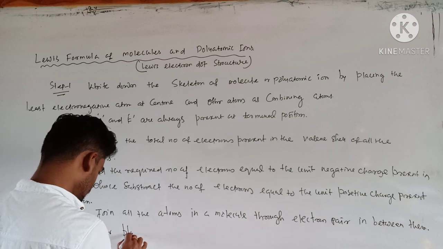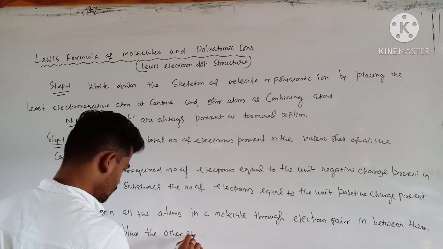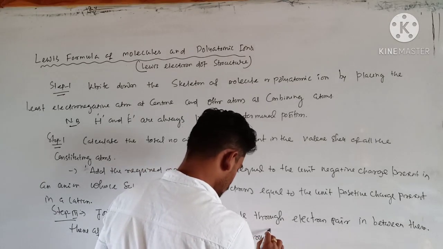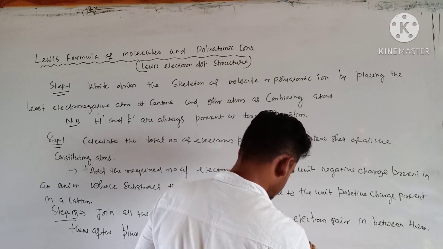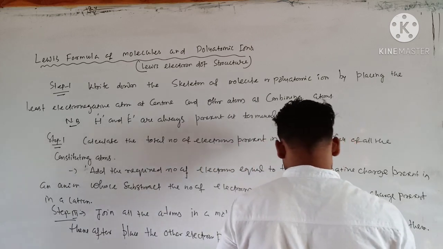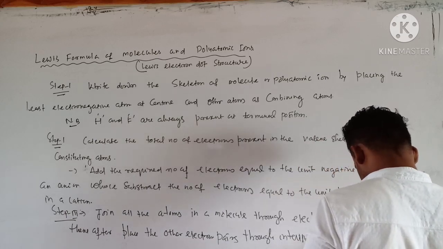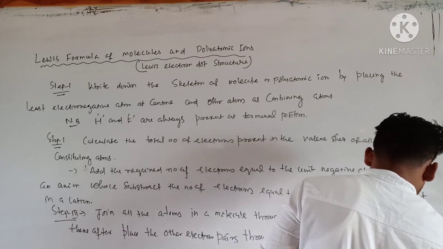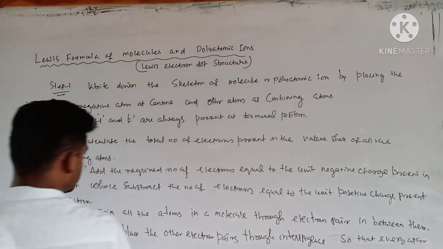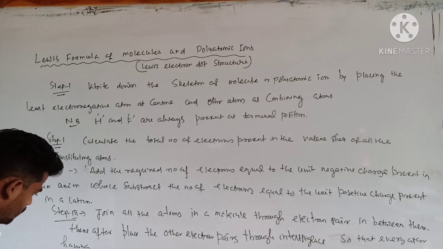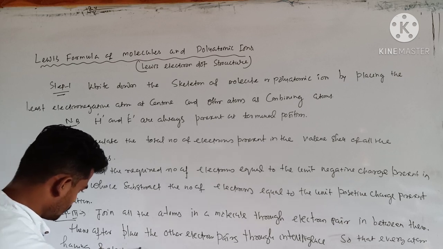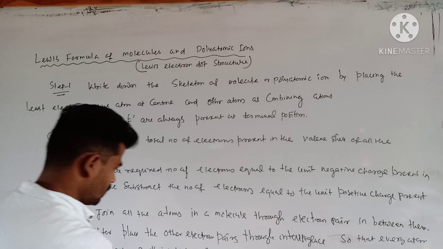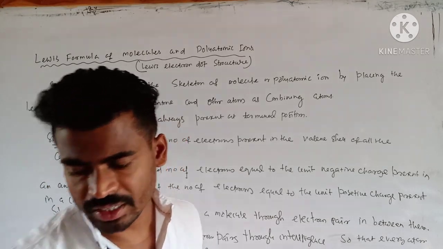Thereafter place the other electron pairs, you can write other electron pairs, such that every atom has 8 electrons in its valence shell. Okay, so let us proceed through examples. What are these steps?